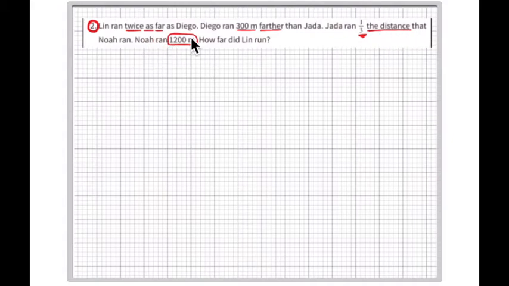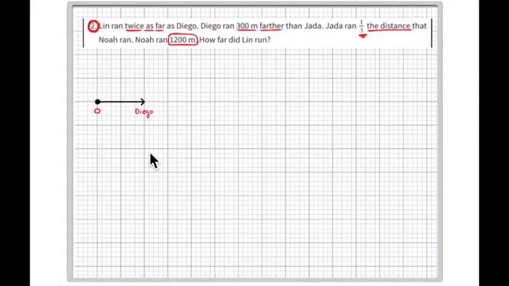And they have to give you some number from which to work to figure out, in this case, how far Lynn ran. And that number is the distance that Noah ran. Noah ran 1,200 meters. So that's the starting point from which you work backwards. Just like we worked backwards from 16 degrees in the last problem, we're going to work backwards from 1,200 meters in this problem to figure out how far Lynn ran.